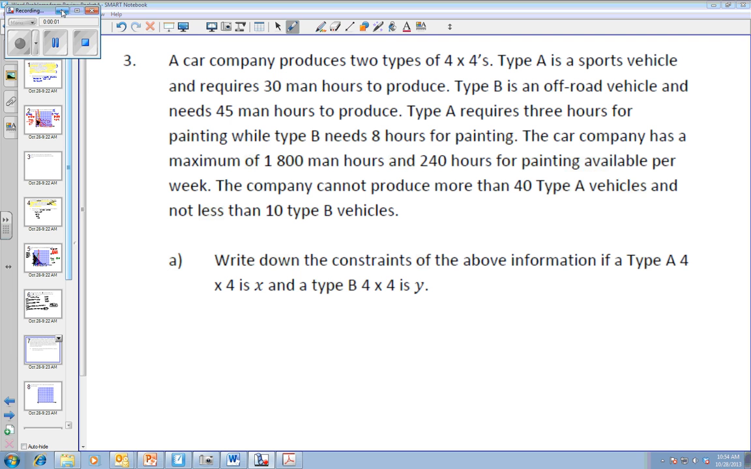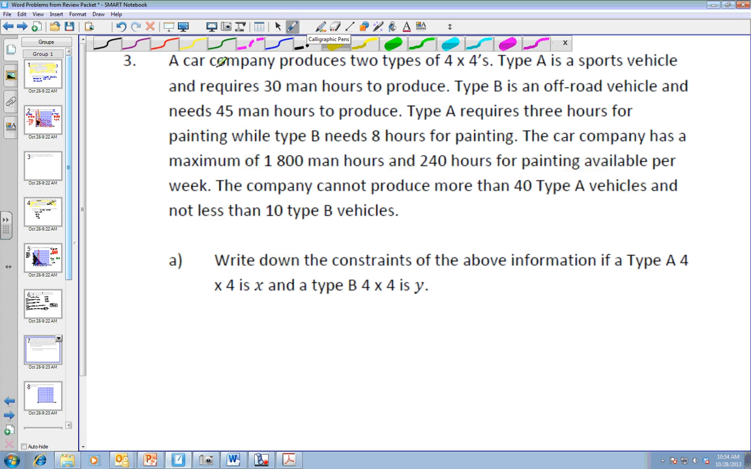Okay, this is number 3. We're going to highlight the information as we read it. So a car company produces 2 types of 4x4s. Type A is a sports vehicle and requires 30 man-hours to produce. Type B is an off-road vehicle and needs 45 man-hours to produce.